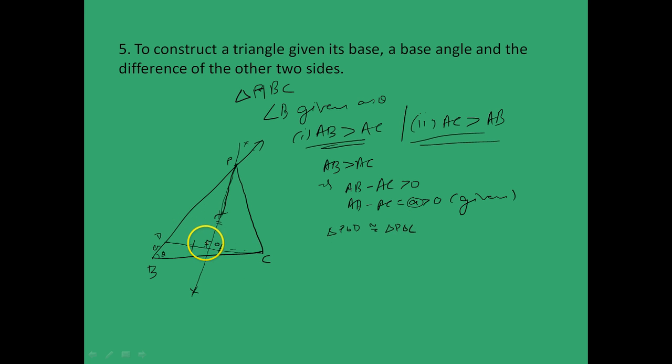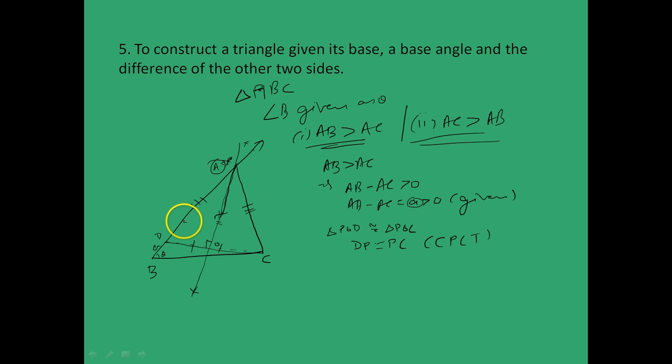And so therefore DP is equal to PC, by CPCT. We notice that these two sides are equal, and I would like to claim that this point is in fact point A. We can actually call this point A. And let's see how the justification goes.